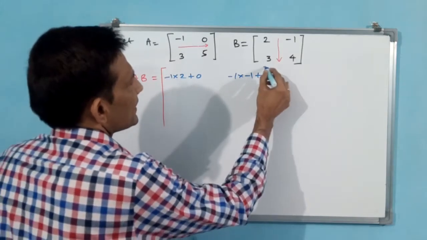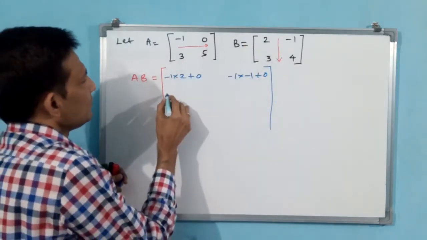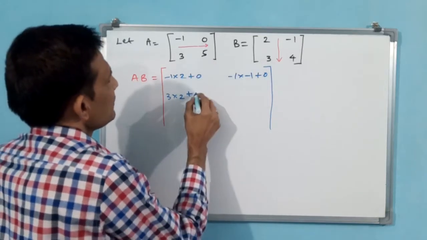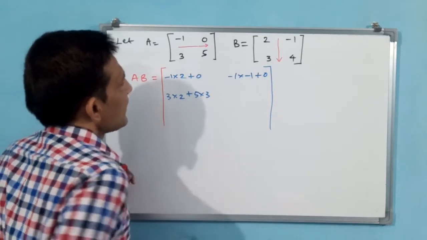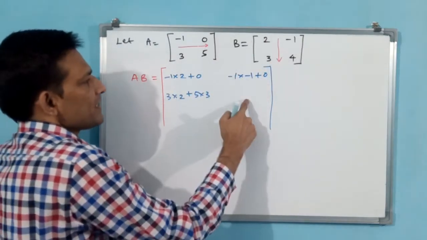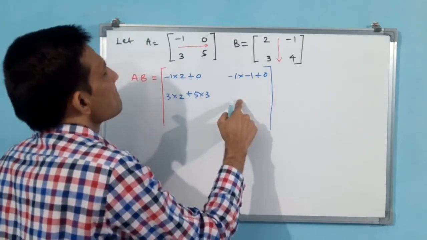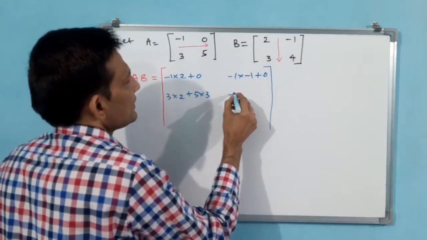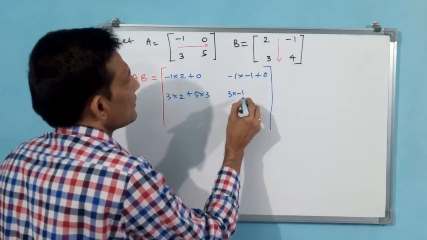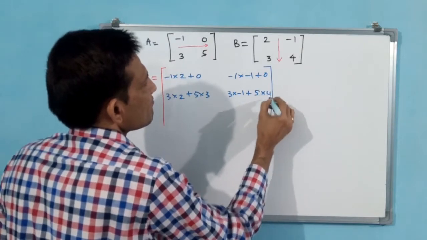Now come to second row, first column: 3 into 2 plus 5 into 3. Second row, first column is over. Now here, second row, second column: 3 into minus 1 plus 5 into 4.